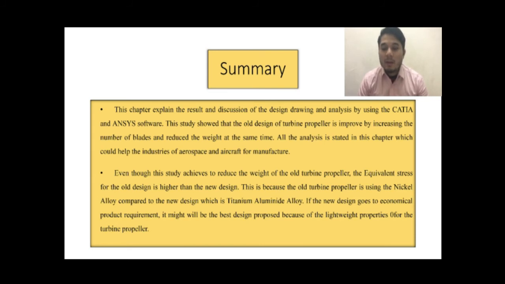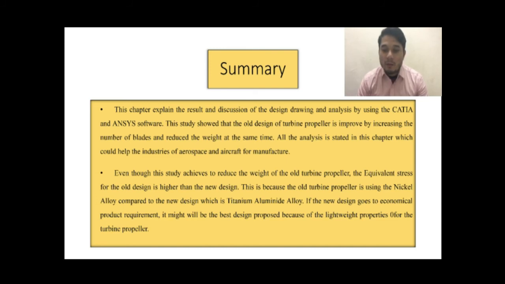This chapter explains the result and discussion of the design, drawing and analysis by using the CATIA and ANSYS software. This study showed that the old design of turbine propeller is improved by increasing the number of blades and reducing the weight at the same time. All the analysis is stated in this chapter, which could help the aerospace or aircraft industries for manufacture.